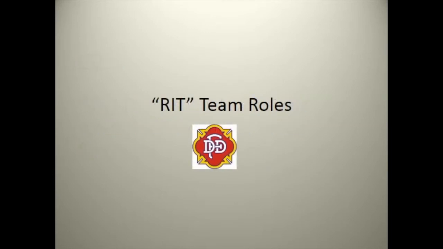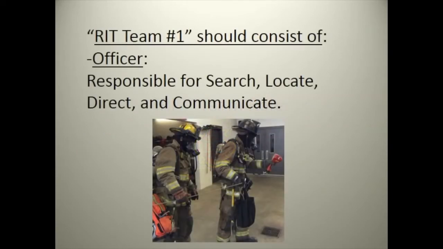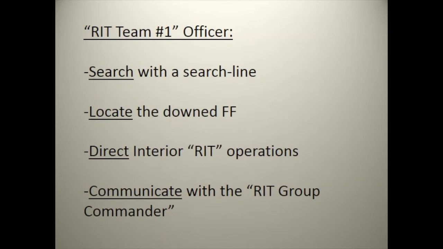RIT Team Roles. RIT Team 1 should consist of the officer and a second firefighter. The officer's job is to search, locate, direct, and communicate. That means search with a search line tied off outside the entry point, locate the downed firefighter, direct interior RIT operations, and communicate with the RIT Group Commander.